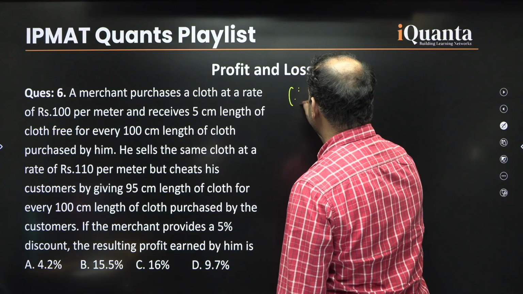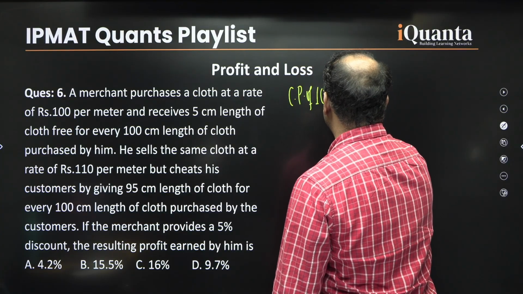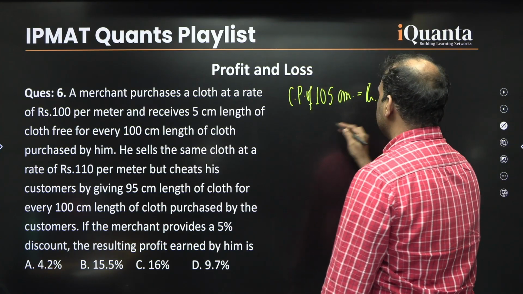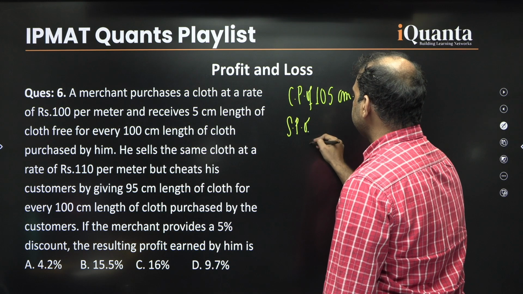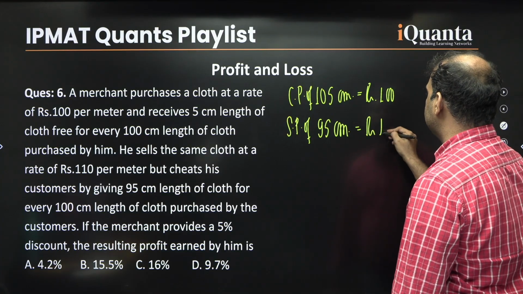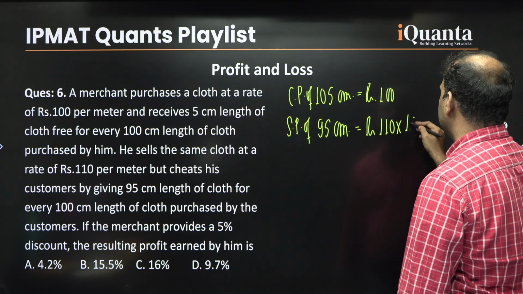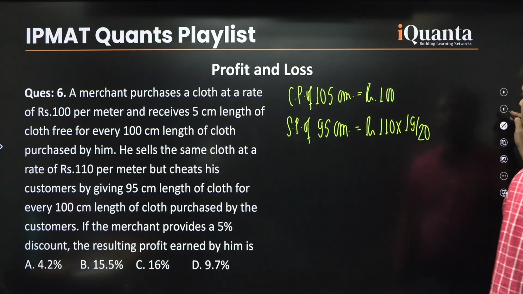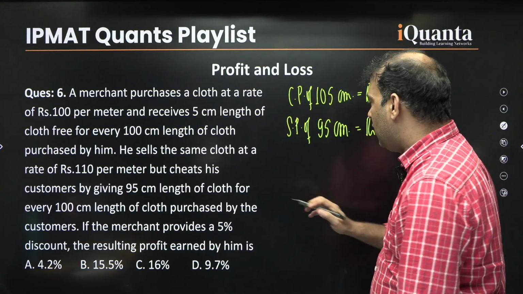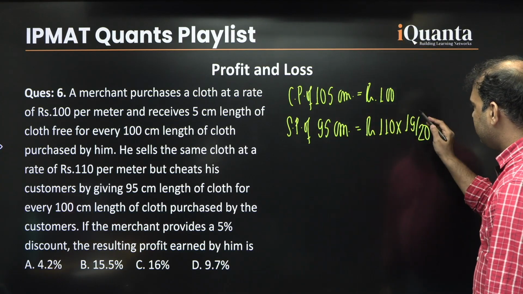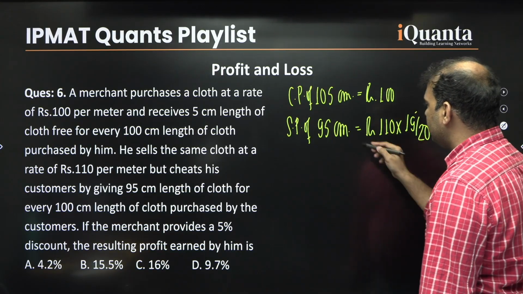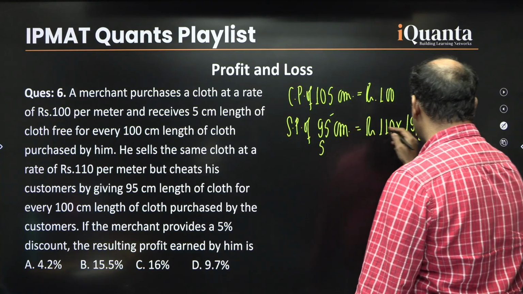So guys, the cost price of 105 centimeter is rupees 100. Okay, and the selling price of 95 centimeter is how much? We'll say this is 110 into 19 by 20. Now we have to try to get the final answer. How? Guys, luckily if you see, 19 5s is 95, so that can definitely help us out. 19 5s are 95, that 5 we can take here.